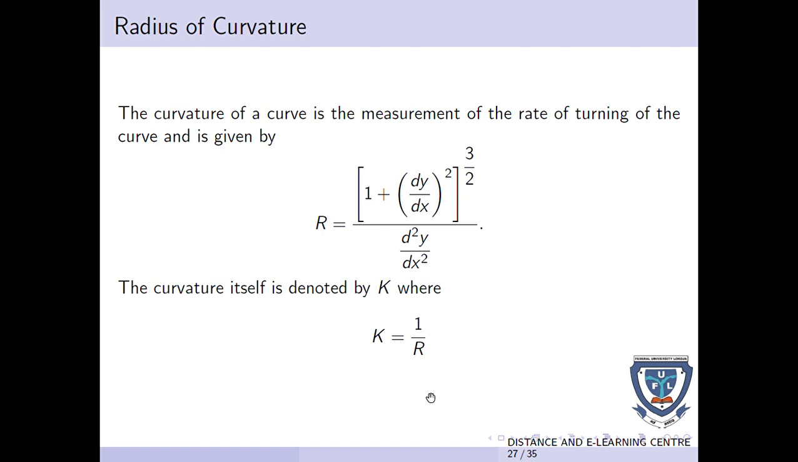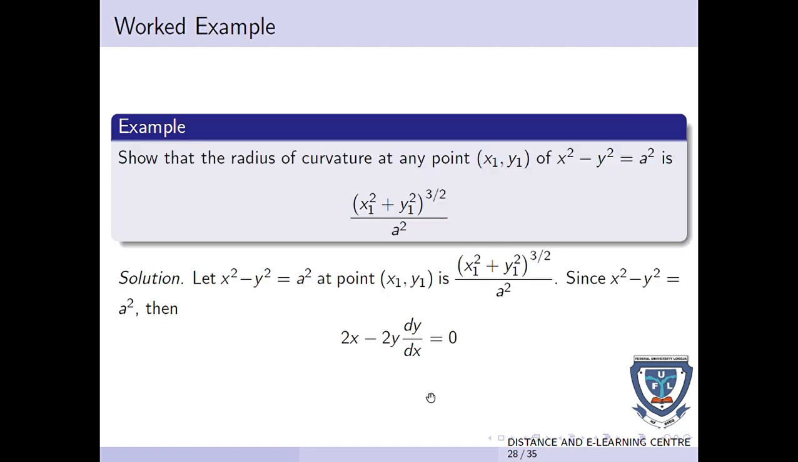Radius of curvature, that is another subtopic. The curvature of a curve is the measurement of the rate of turning of the curve and is given by r equal to (1 plus (dy/dx) squared) raised to power 3 over 2, all over d squared y over dx squared. The curvature itself is denoted by k, where k is equal to 1 over r. Let's look at some worked examples.